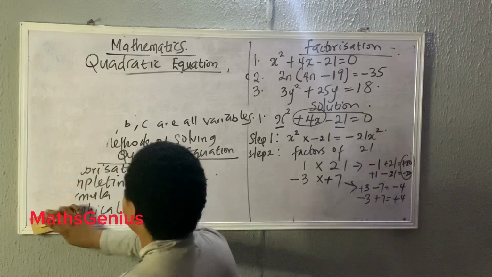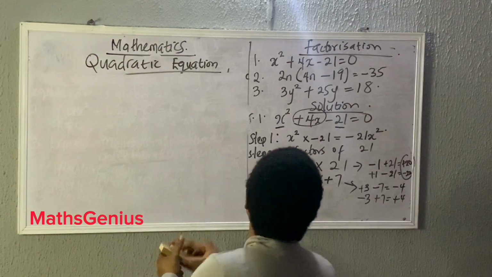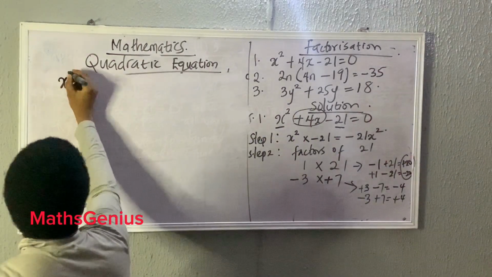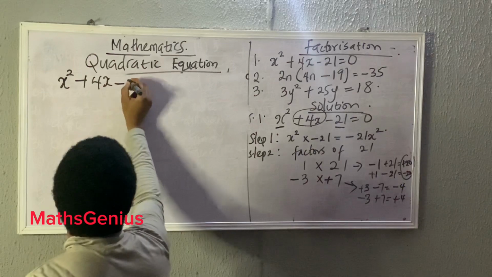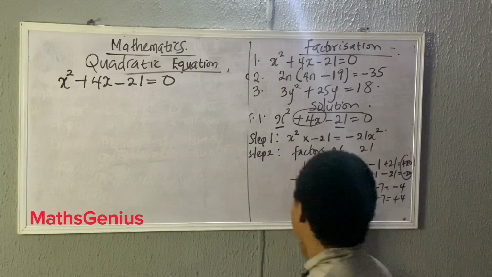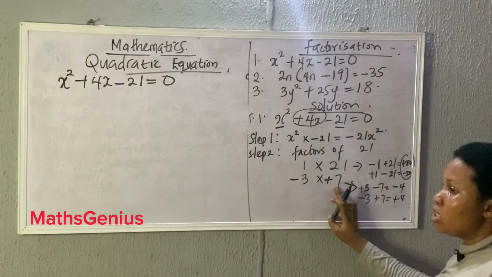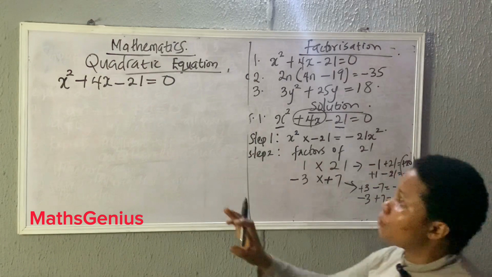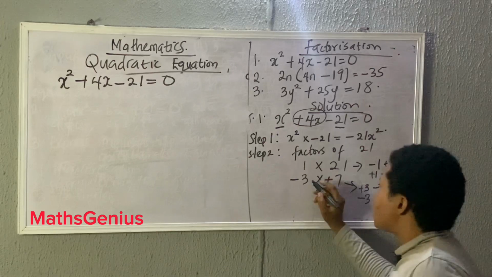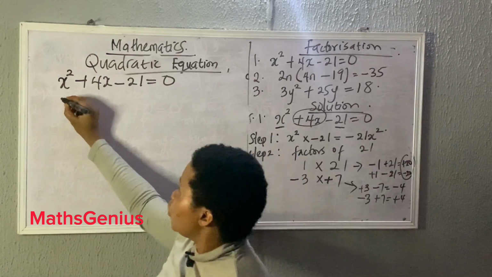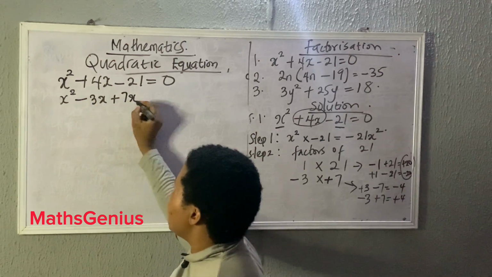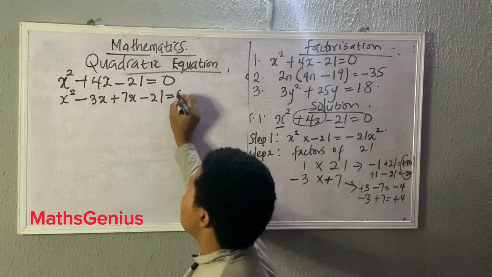So we move further in our solving. Come back now to the question, which is x squared plus 4x minus 21 equals 0. We are going to replace this 4x with these two numbers, minus 3 plus 7. Since minus 3 plus 7 is going to give us 4, we'll be replacing the plus 4x with minus 3x plus 7x. Now we have x squared minus 3x plus 7x minus 21 equals 0.